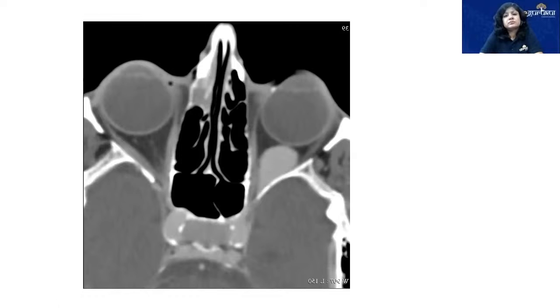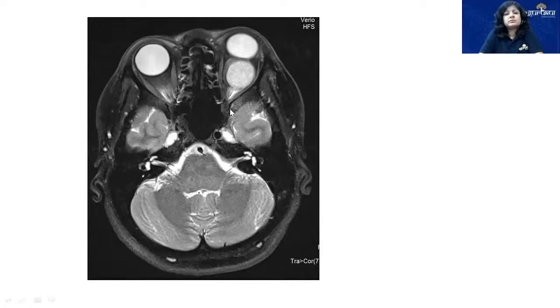Okay. Hemangioma will also show nearly similar enhancement, but it will not increase in size on Valsalva. I'll show you an image of a hemangioma. That's a T2 weighted MR where you could see a cavernous intraorbital hemangioma, which will not change in size, which will not have these intermittent kind of proptosis.